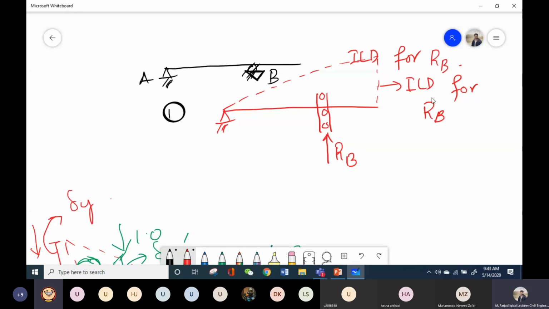Sir, will we make this deflected shape every time we solve an ILD question? Actually, this deflected shape is basically the ILD itself.